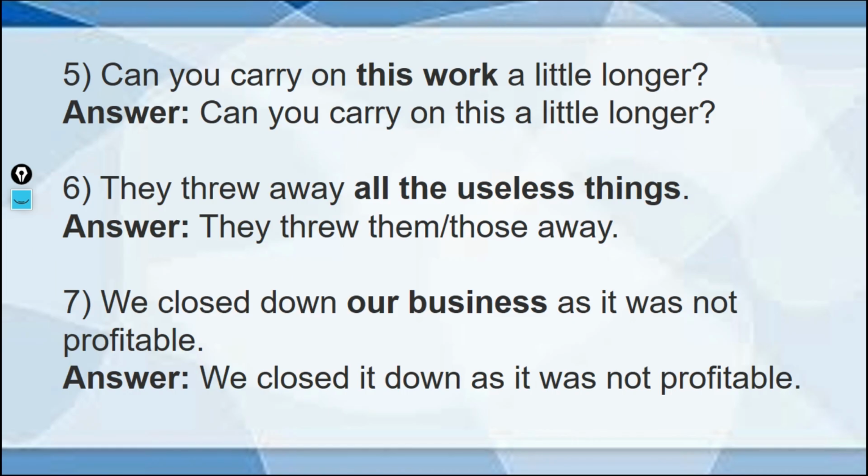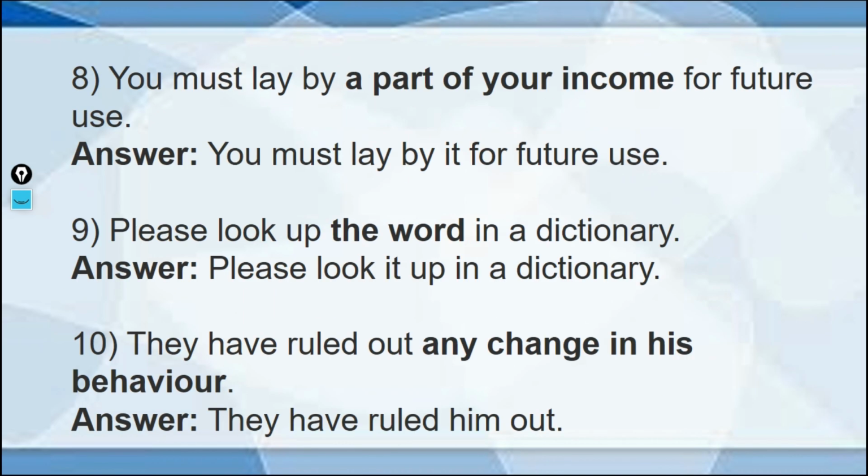In the seventh question, we closed down our business as it was not profitable. Remember children, you have to mark the words in bold letters or in italicized form. So, what is here that you see in bold letters? Our business. And how do we replace it or rewrite it? The answer would be, we closed it down as it was not profitable. You must lay by a part of your income for future use.